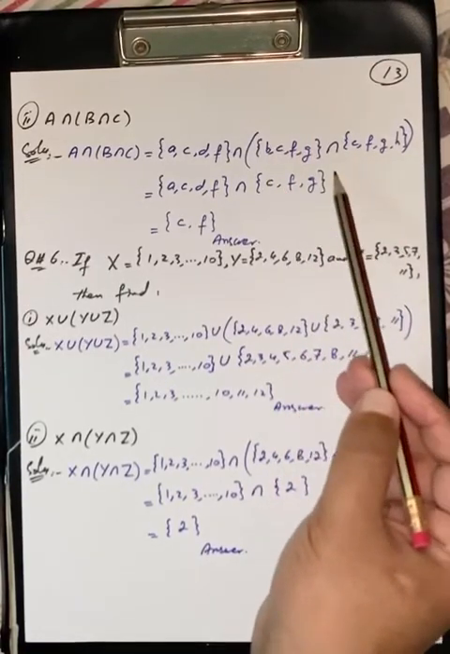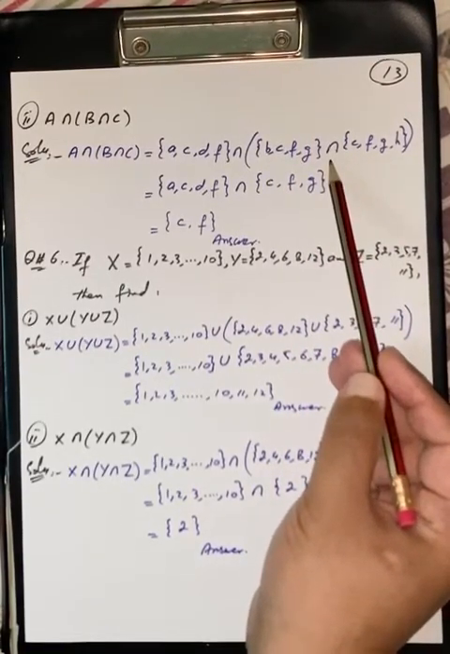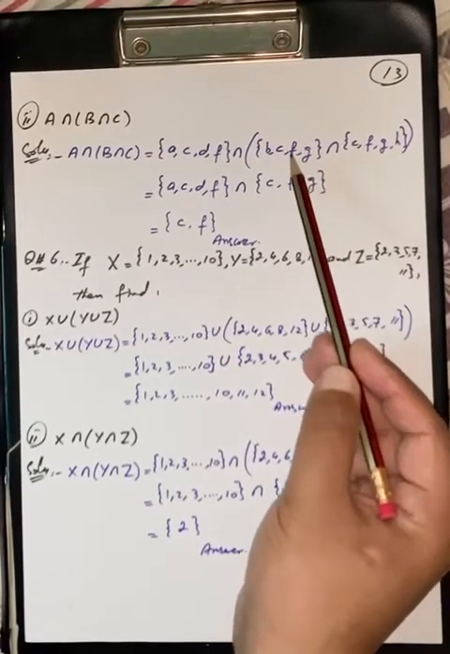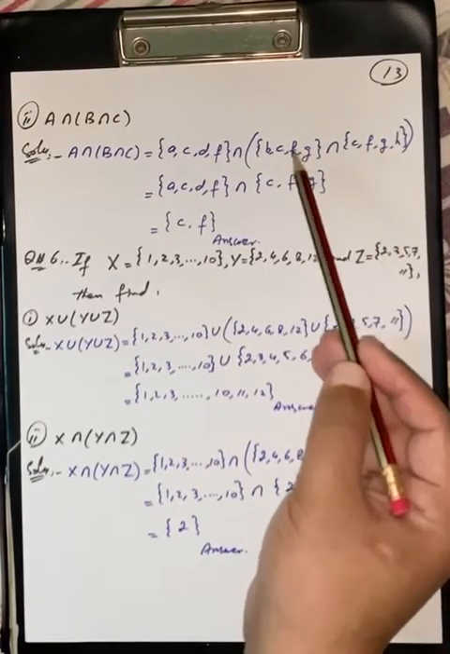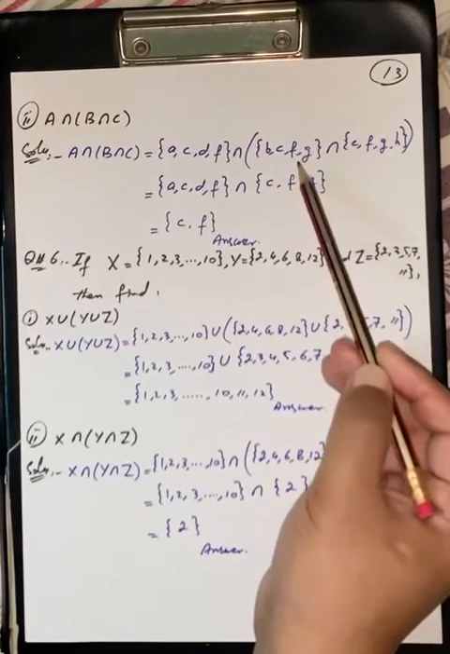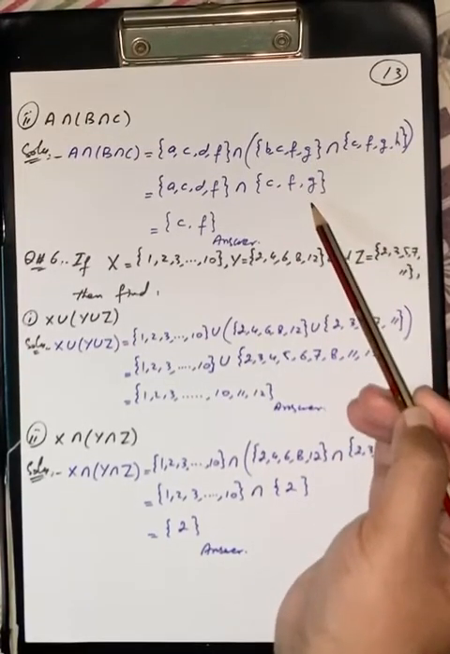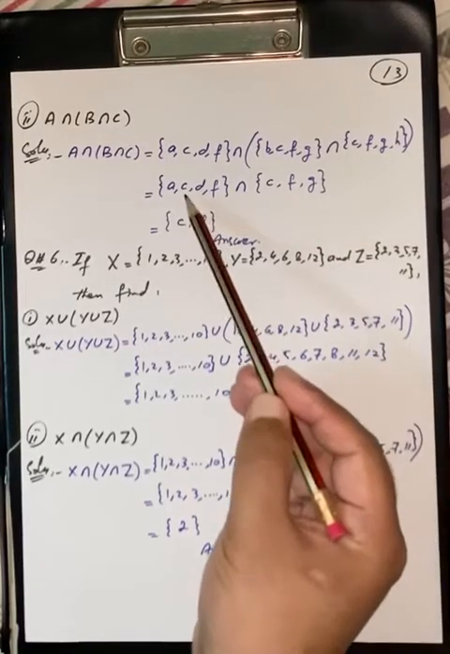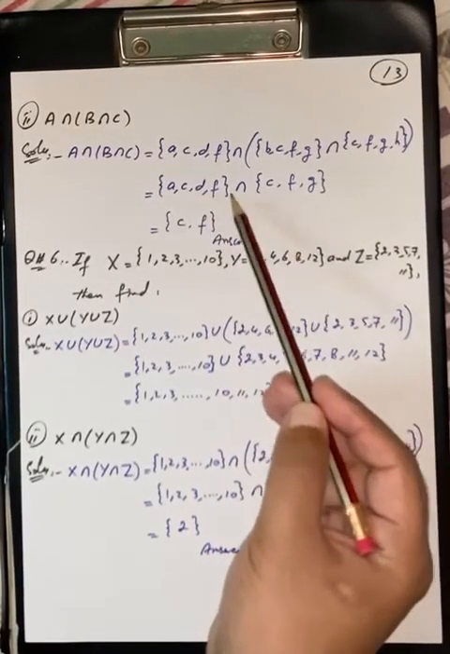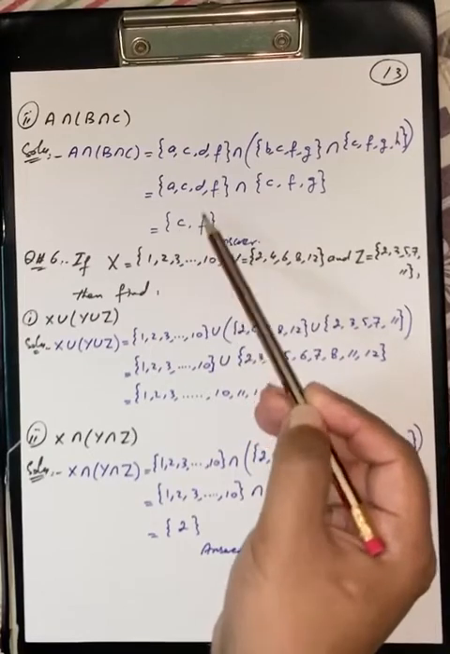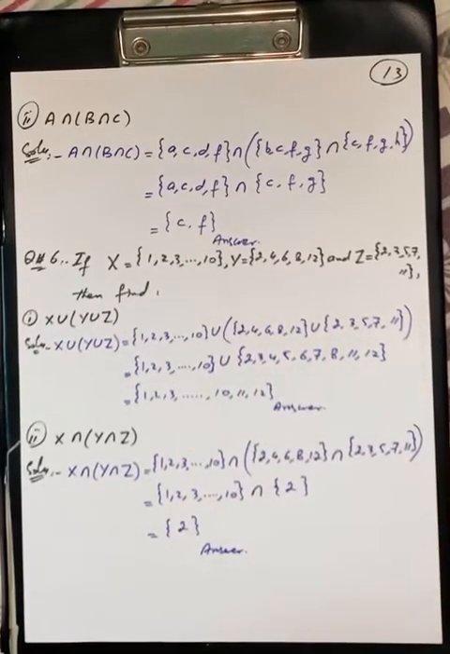So inside the bracket, these two sets have the intersection symbol. Intersection means the common. So what is common from these two? C is present in both, F is present in both, G is present in both. This C, F, G is the common. Now from these two sets, what is common? C, okay, then F. So C, F is the answer of part number 2.